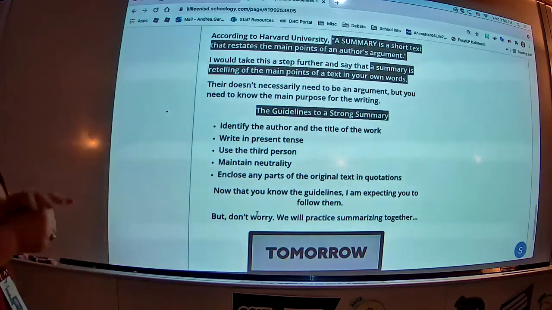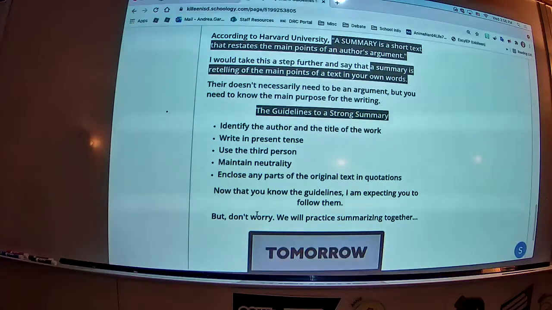Use 3rd person. You know what 3rd person is? Okay, I always think of the villains. Villains always talk in 3rd person, which I don't know how I feel about, because Ms. Garcia also talks in 3rd person. So maybe I'm a villain, I don't know.